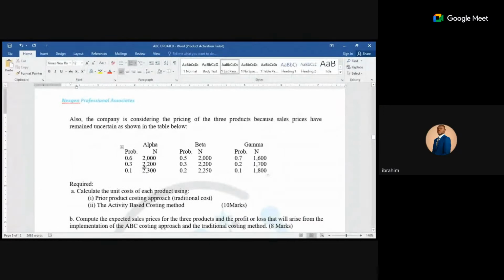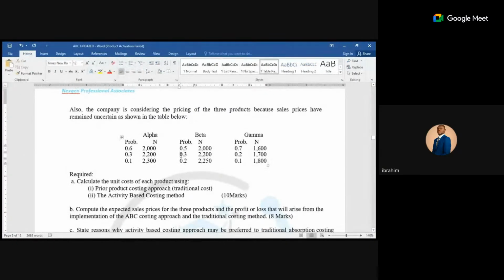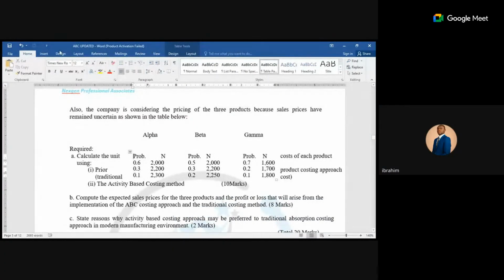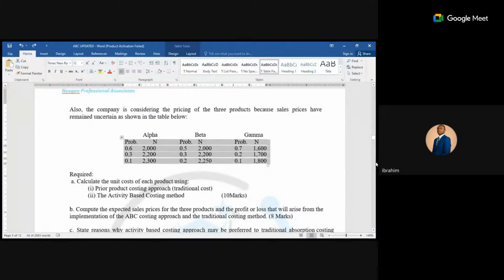plus 2,200 naira per unit times 0.3, plus 2,300 times 0.1. So the addition of the three will give you the expected sales for alpha. So you do the same thing with beta. Please capture this.